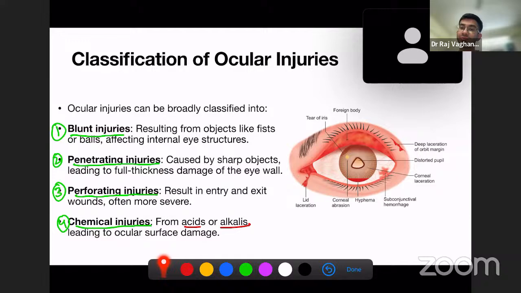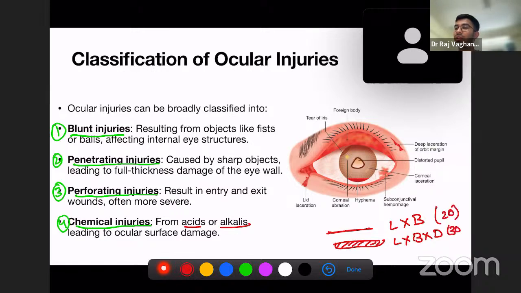Laceration. You must have studied in FMT what is abrasion and what is laceration. Abrasion is just a clean incised wound, but laceration means it has a 3D component. Abrasion only has length and breadth, but laceration has length, breadth, and depth. So it is kind of 2D and kind of 3D. I'm just telling you the difference between abrasion and laceration. Laceration means that there is a deep component as well. So this is about the deep laceration of orbital margin.